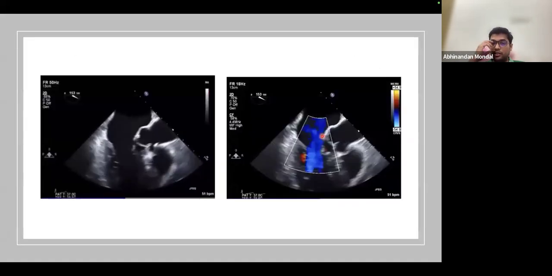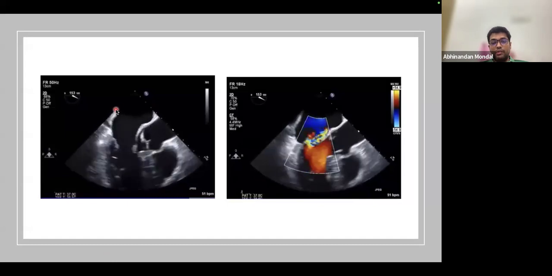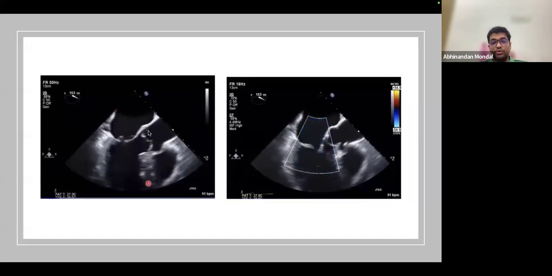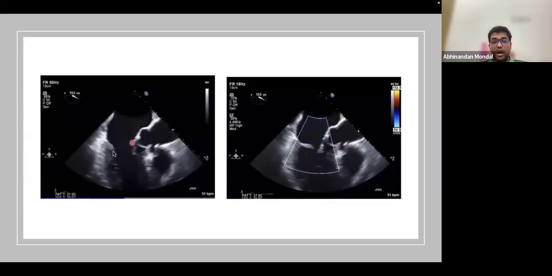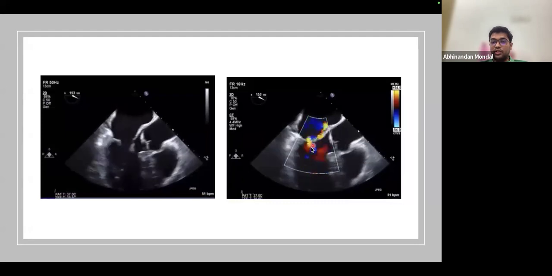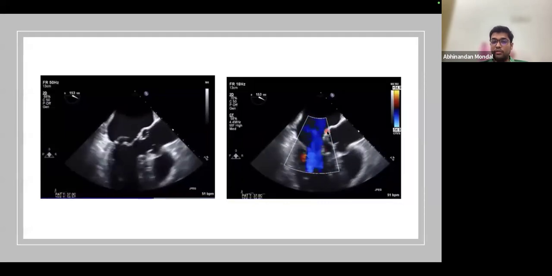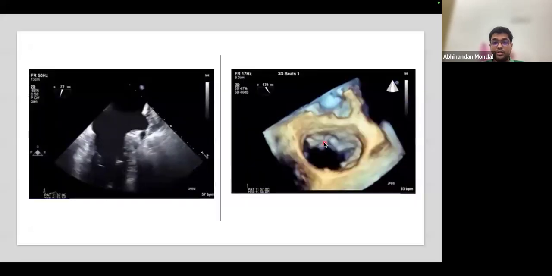From this onward, I will be showing you multiple loops. You can appreciate this is a midesophageal long axis view. The leaflet that you see over here is your A2, and this is your P2. You can see there is a flail of the leaflet, and you can also appreciate that the jet is directed towards the normal mitral valve leaflet, or better to say, the unaffected mitral valve leaflet.